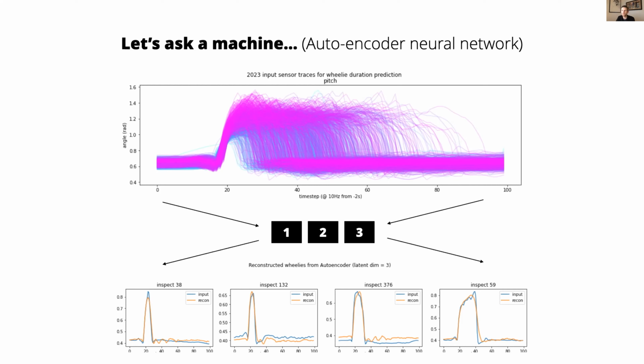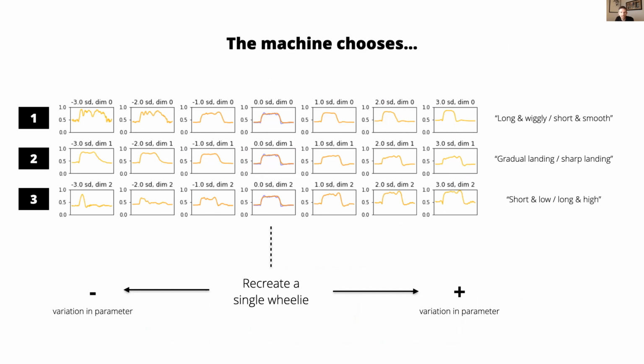But as it turns out, those 3 numbers don't have as simple an interpretation as the 3 numbers that I thought I would use to describe a wheelie. And so you can see here in this chart, down the middle, in the middle column, there is that recreation of a single wheelie. So I've chosen a single wheelie and overlaid the reproduction on it. And then in each row, I've varied number 1, number 2, or number 3, the latent dimensions of the autoencoder, to see how the description of the wheelie changes as a result of that.